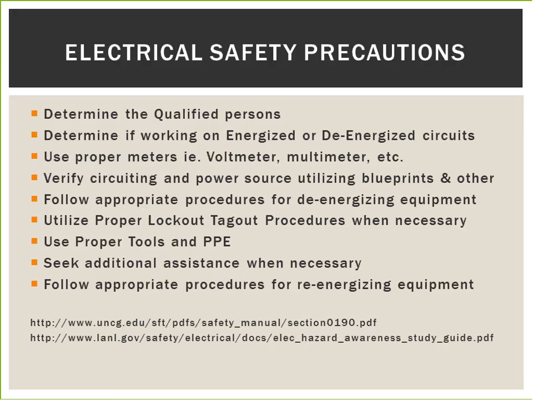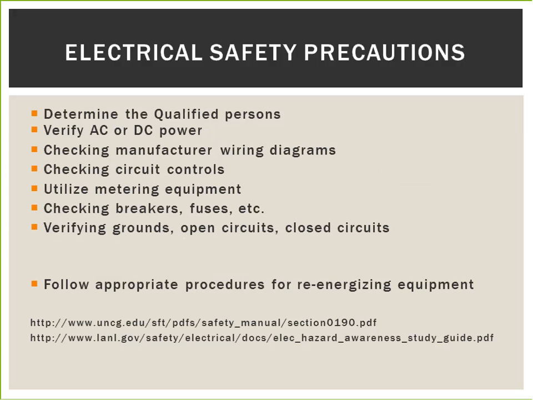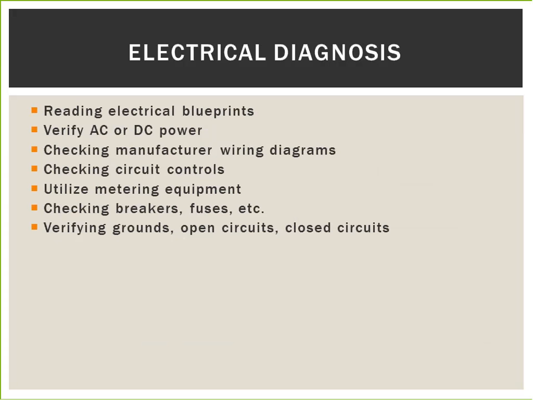This is not a comprehensive list, and anyone troubleshooting electrical systems should have the appropriate training to do so. For additional information regarding electrical safety precautions, please visit the links shown on the screen. Some basic diagnostics that you may use when troubleshooting electrical systems are to use electrical blueprints, manufacturer's wire diagrams, and single line diagrams, checking circuit controls, utilizing metering equipment described in upcoming slides, and checking or verifying the various components of the system.